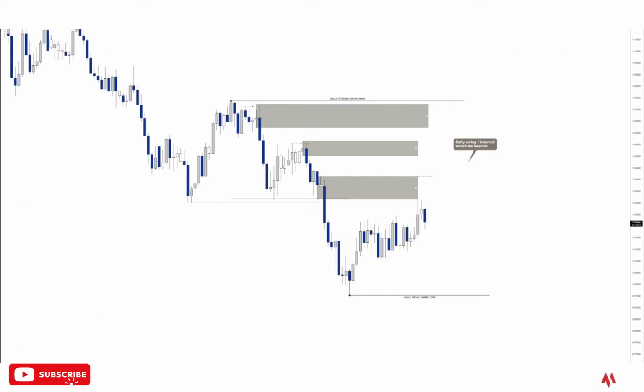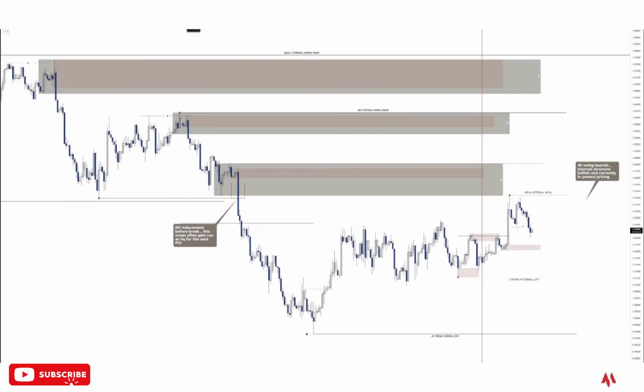So heading down to the 4H, this is our current break of structure on the 4H, and since then we've had a bearish run. So how do we know 4H wants to pull back? You still wait for the first sign of strength, which is 4H change of character, which we got over here.